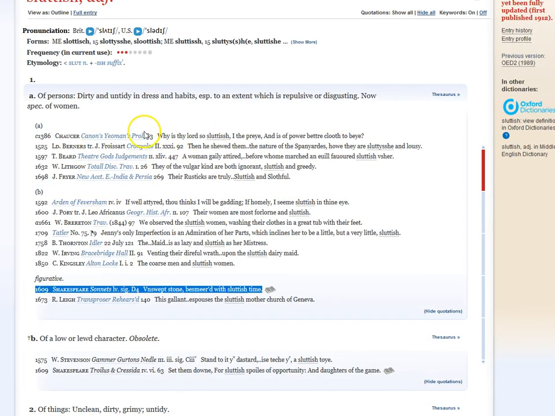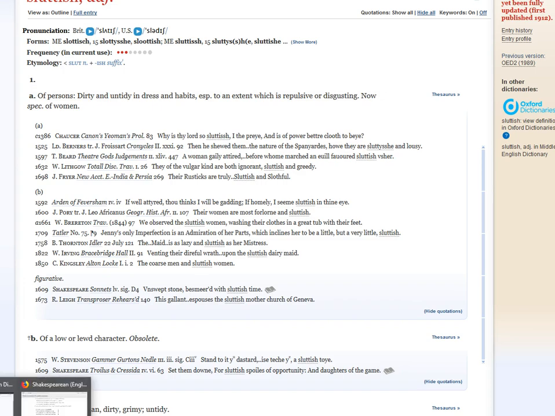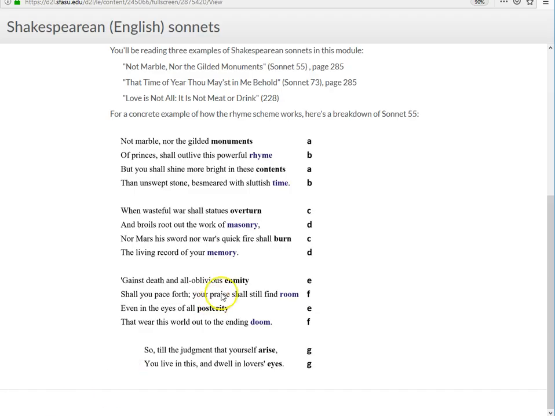The oldest versions of sluttish are only about being poorly dressed or keeping a bad house. So that's something just to keep in mind when we're working with these poems, is that words change over time, and that can really fool you. So let's get on to quatrain 2.